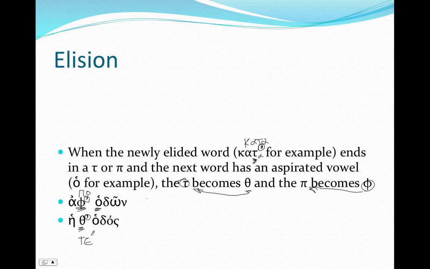So that's the process of dealing with elision. When you see this apostrophe, ask yourself what vowel is missing. And if you see that apostrophe before a theta or a phi, know that that must have originally been a tau or a pi.